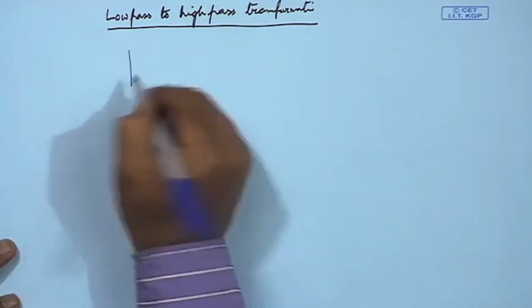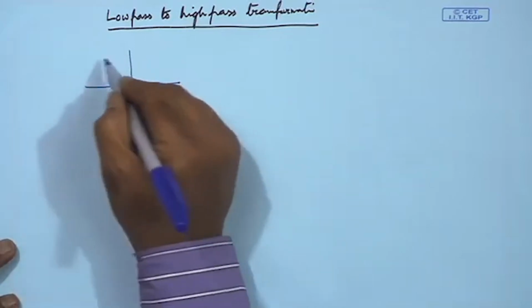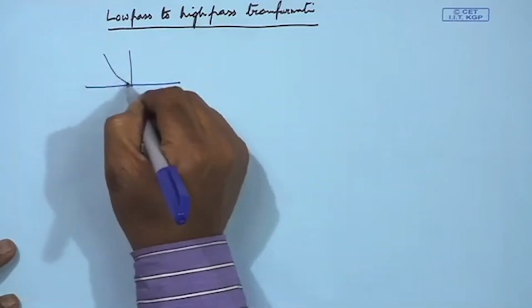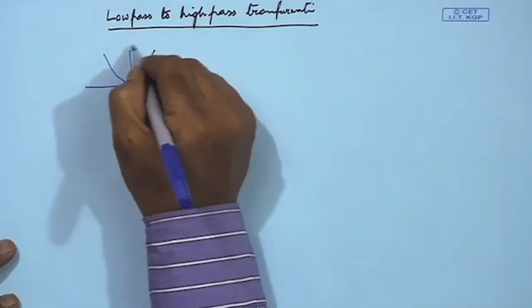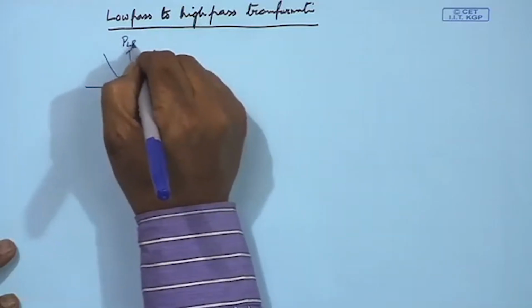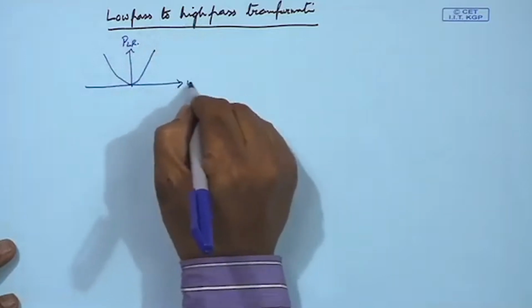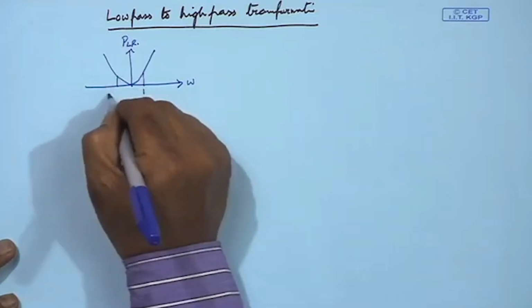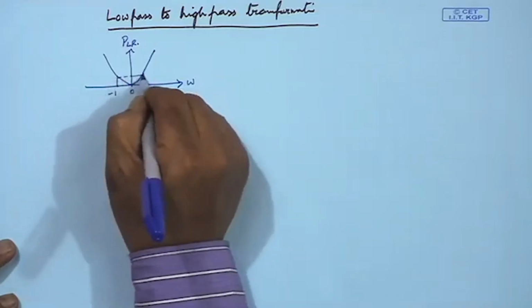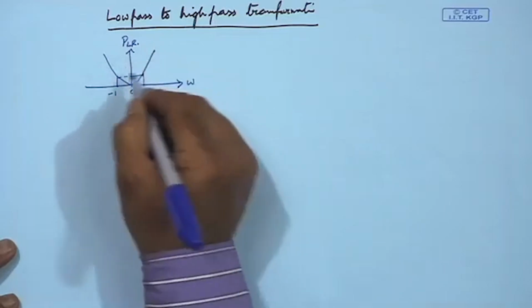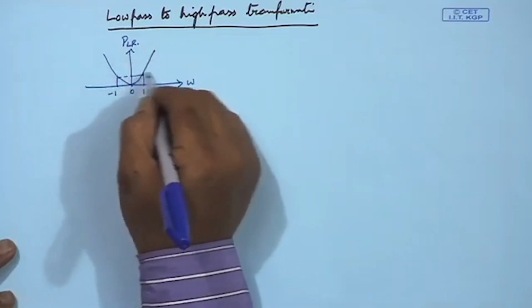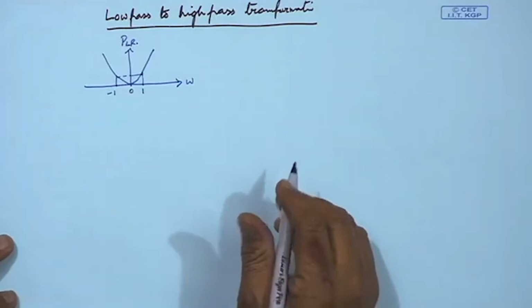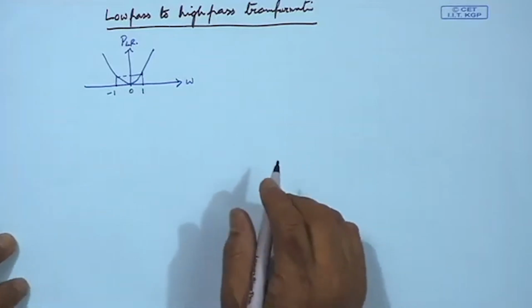Our prototype is always low pass, but let us see what our prototype insertion loss PLR versus omega was. That was 1, here minus 1, this is 0, and this is some value given by the PLR minimum that we can pass in the pass band.